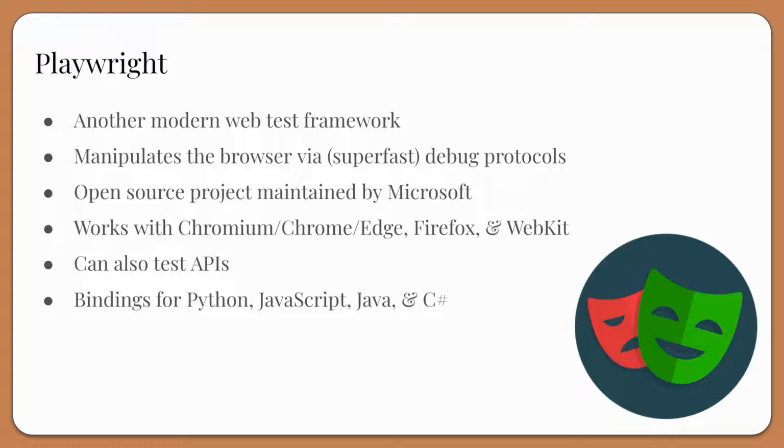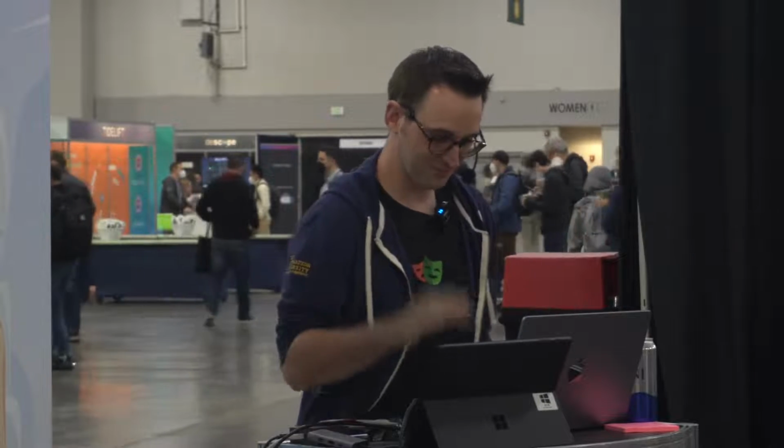And one of my favorite parts about Playwright is that it does support multiple languages. There are bindings for Python, for JavaScript, for Java, and for C#. So whatever stack you're in, you can probably use Playwright in your own native language. Of course, we're all here at PyCon. We probably love Python, am I right? Yeah, so I'm going to be demoing it in, of course, Python.